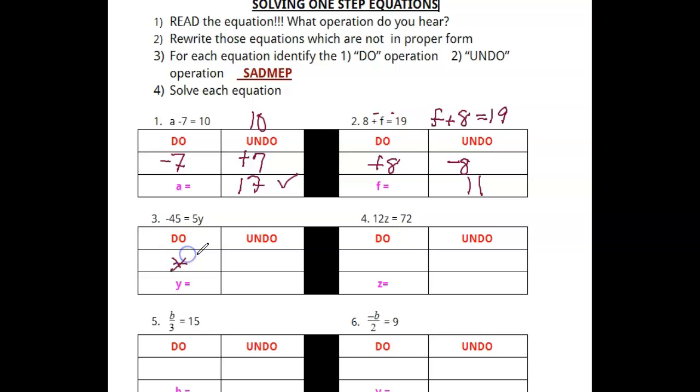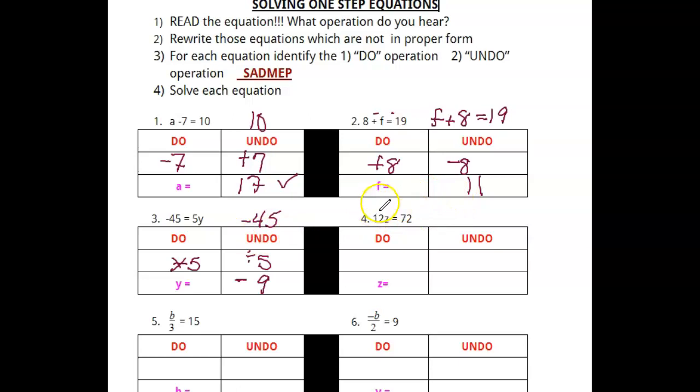It says times 5. Going back to SADMAP, if I say multiply, its opposite is divide. So I'm going to divide by 5. I'm going to divide negative 45 by 5. Now hopefully you don't need a calculator to do this, so let me give you a little reminder about positive and negative signs. If there's only one negative sign in the problem, my answer has to be negative. If there were 2 negative signs in this problem, my answer would have to be positive. So going back, 45 divided by 5 is 9. And I just put the negative there because I knew where it went.